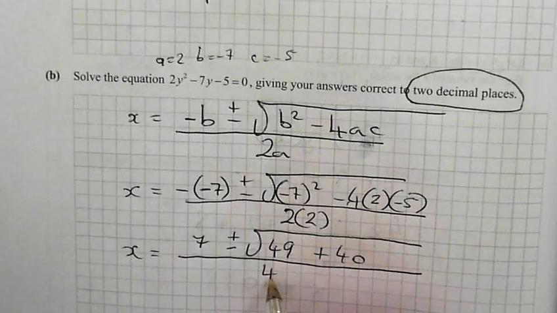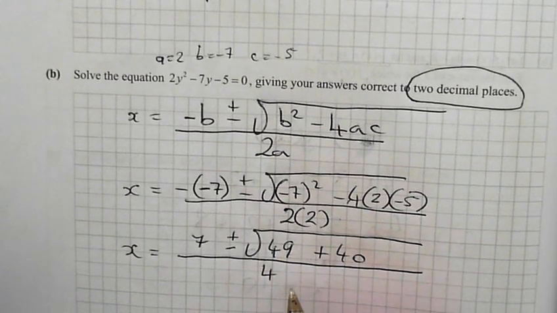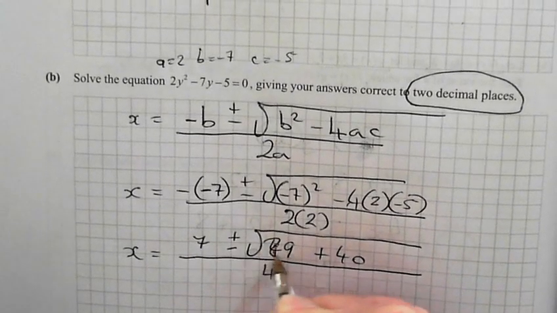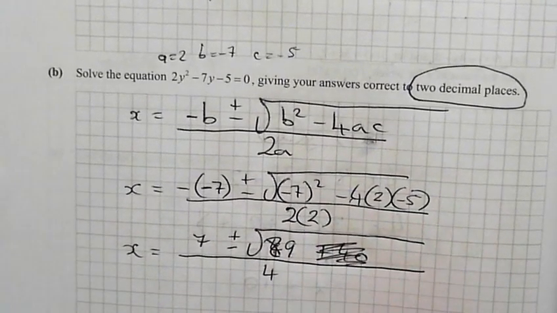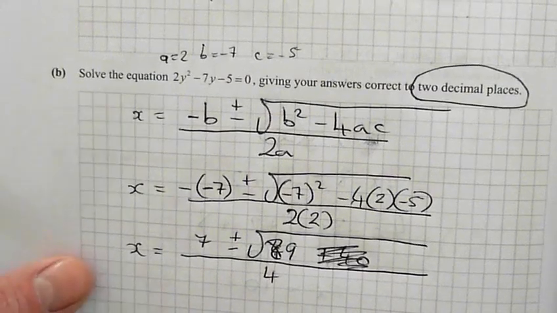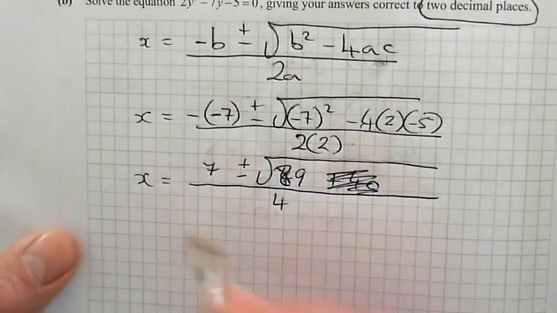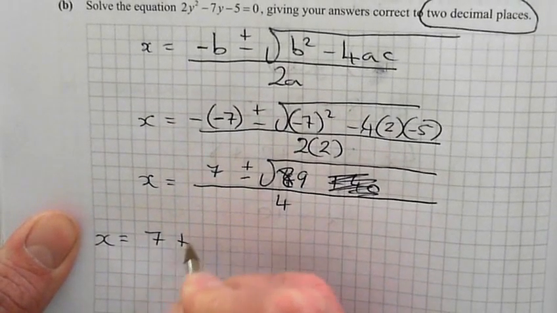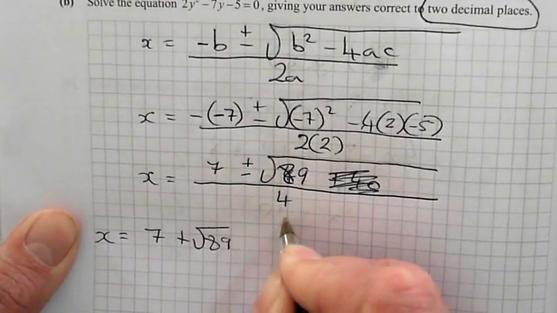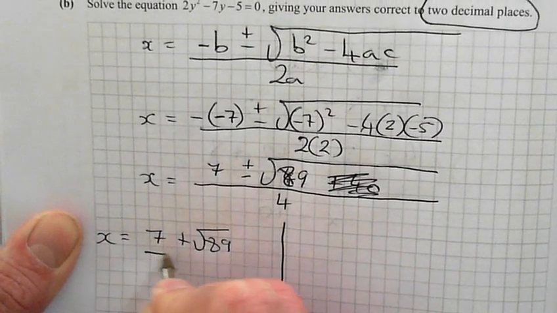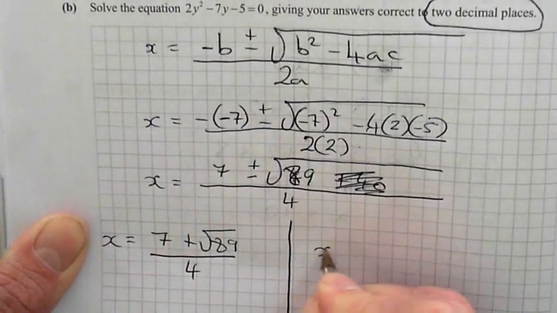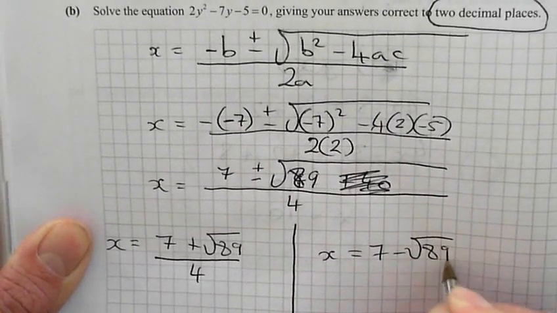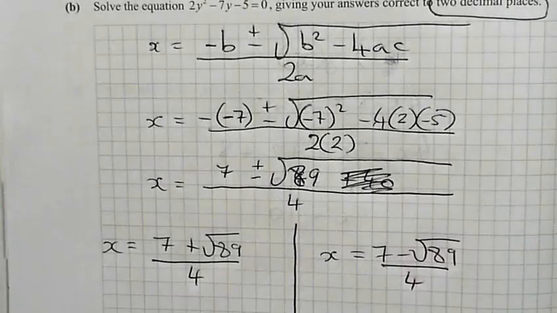Over 4. So 49 is the next bit. 49 plus 40 is 89. Now we get the square root of 89. So we have 7 plus the square root of 89. We'll divide it into our two answers. Over 4. And 7 minus the square root of 89, over 4.